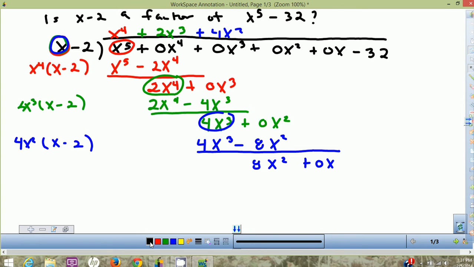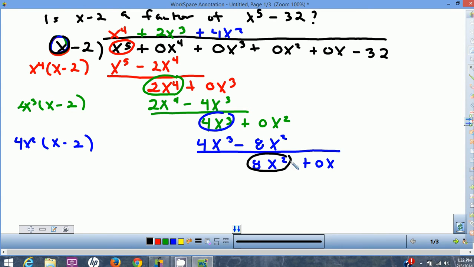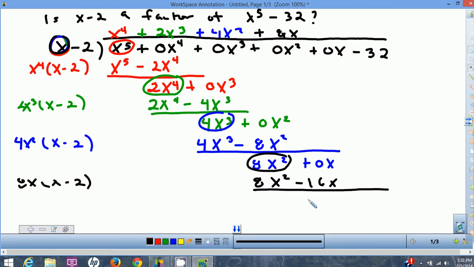How many times does x go into the first term? 8x squared. What would I have to multiply x by to get 8x squared? Well, plus 8x. So 8x times x minus 2 gives me 8x squared minus 16x. And I subtract. 16x minus 32.